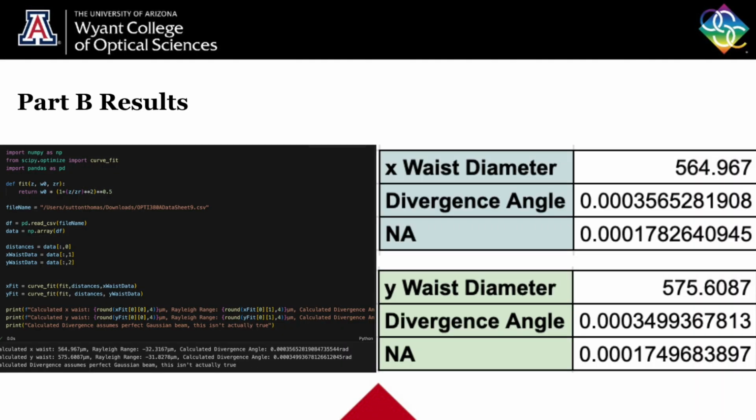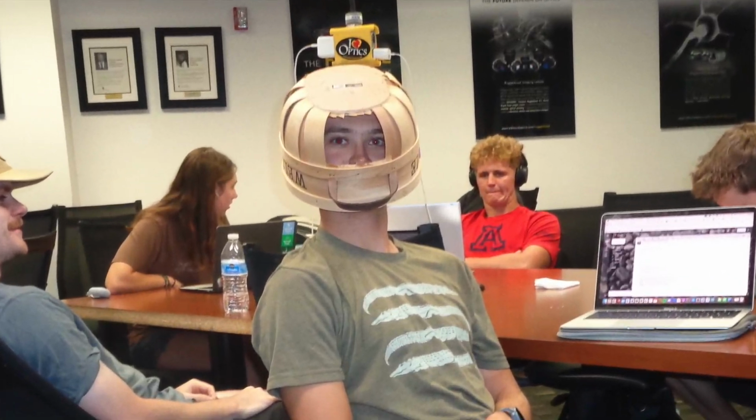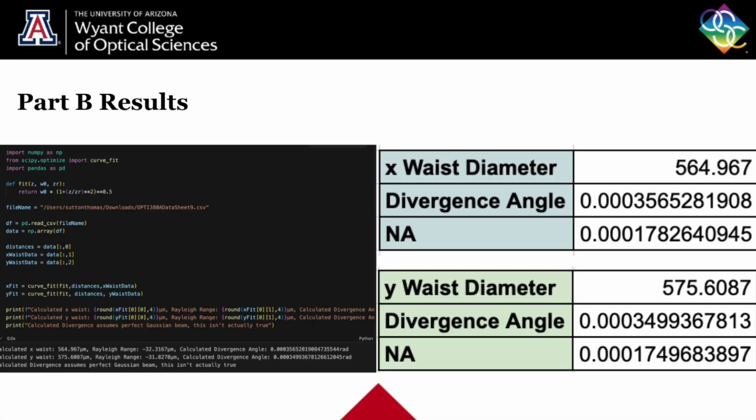We then plotted these measurements to fit the Gaussian beam equation and calculated the beam waist, the divergence angle, and the numerical aperture. We did this by using code written by our dear lab buddy Denley, and we got the following results for part B. The code opens our datasheet and fits the data to the Gaussian beam equation.